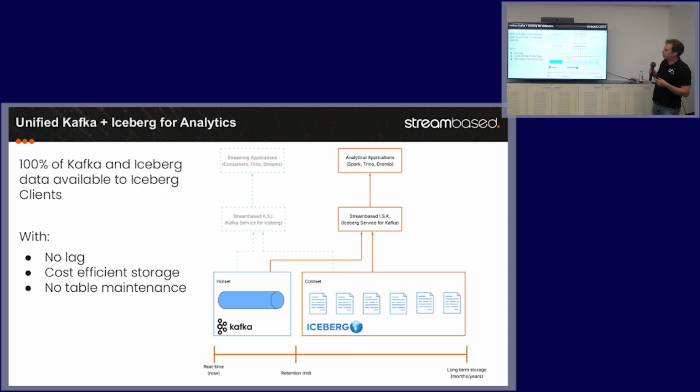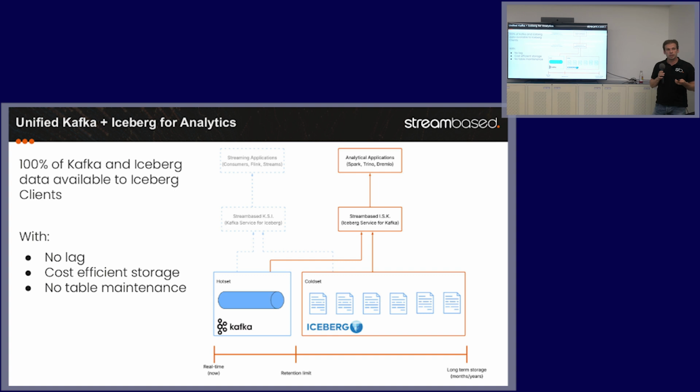Let's just have a quick check and see whether we've achieved our goals if we've done this. So the first one and the big one was we didn't want any lag. We want to be able to see a complete data set right from the beginning. And we have achieved that. We can access everything up to like the now point, all the way back to our long-term storage, and it just looks exactly the same to our Spark, our Trino, or our Dremio, or whatever we want to point to it.